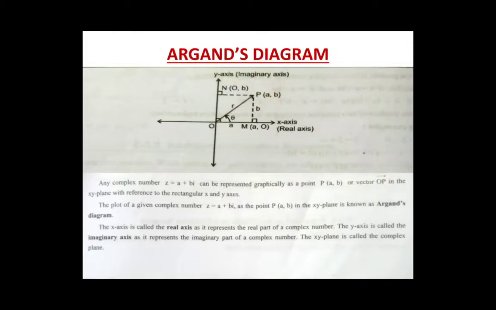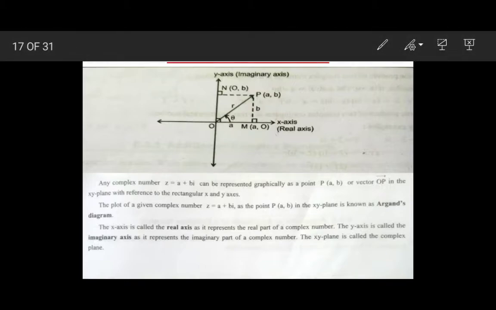So from this we can say that this r square is equal to a square plus b square. By Pythagoras theorem, r square is equal to a square plus b square, because this angle is a 90-degree angle. So in the right angle triangle, this is r square, and that is equal to a square plus b square.